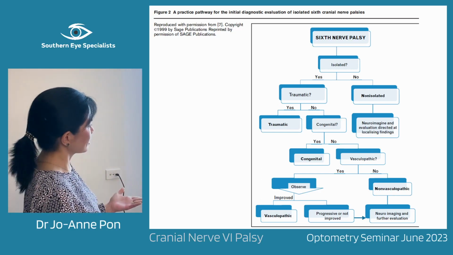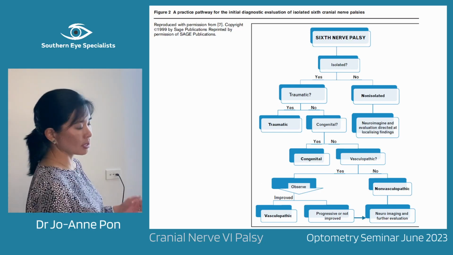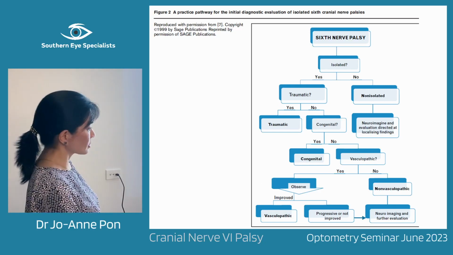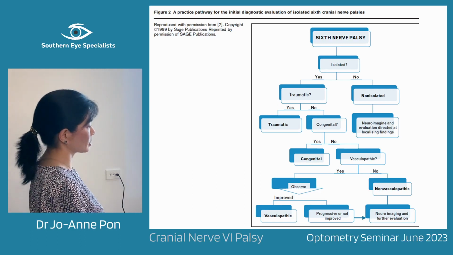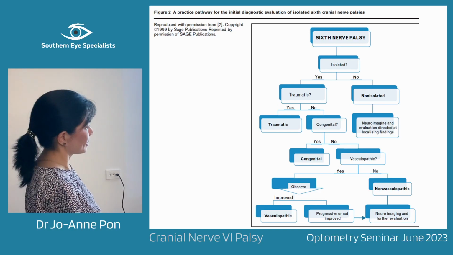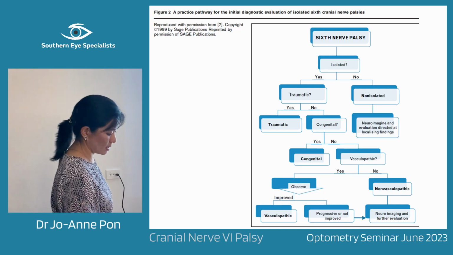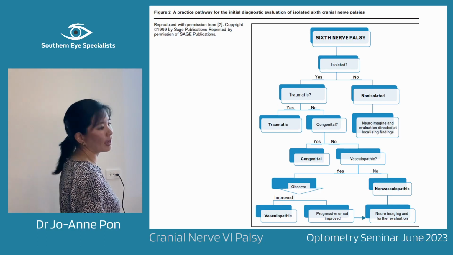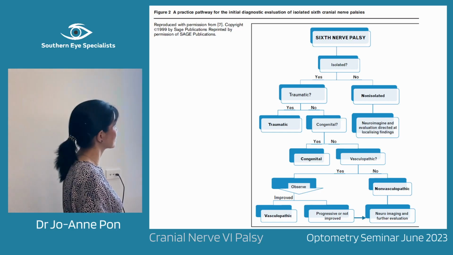If they're vasculopathic, then you can observe them for a while, and if they've improved, then you don't need to do anything more. If they've progressed or they haven't improved, that's when you start looking to see whether you're going to refer them in so that we can investigate. And naturally, if they're not vasculopathic, then we'll have to investigate. So I think that's a helpful algorithm to guide us.